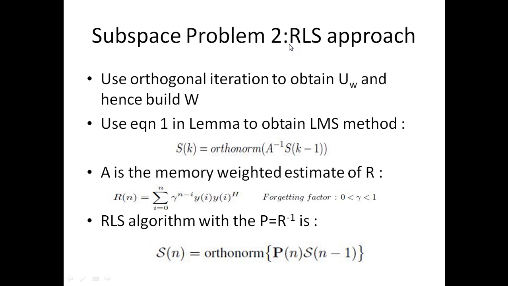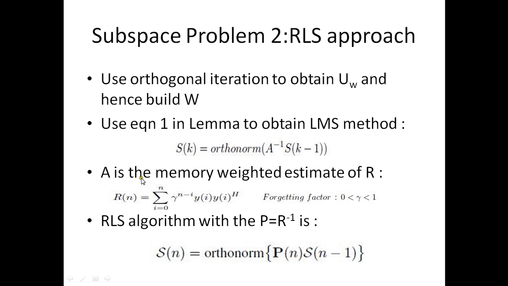The second approach to this problem, that is the problem of determining the basis for the noise subspace, can be done using the recursive least squares approach, that is the RLS approach, and using equation 1 of the orthogonal iteration lemma, that is S of k is equal to orthonorm of A inverse into S of k minus 1.